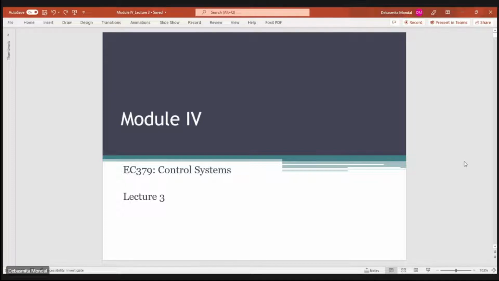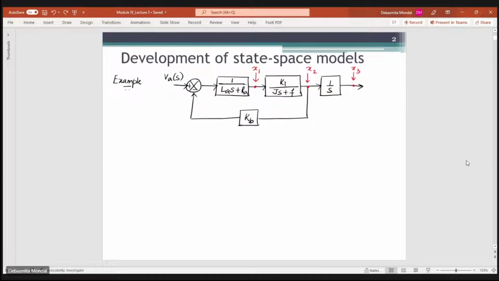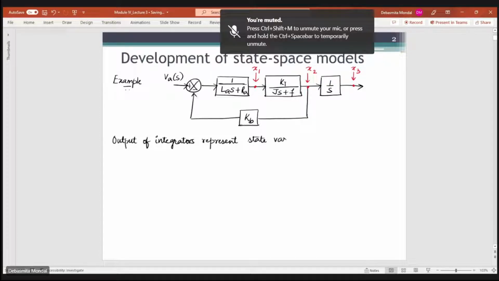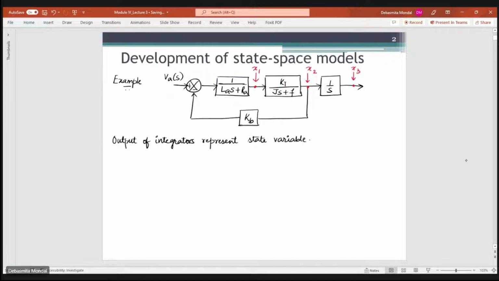Now let's do one more example, then things will probably be much clearer. Let's say you have been given a block diagram which looks something like this. We have already said that the number of integrators present in a circuit or system governs the number of state variables in your system. The output of integrators represents a state variable. So if you have n integrators in your system, the output of each integrator block will be considered one state variable.